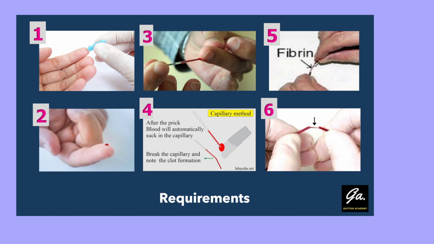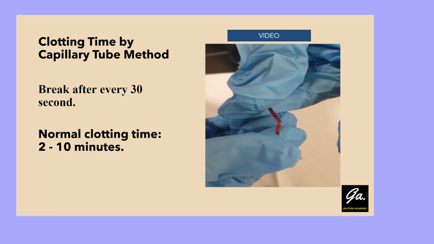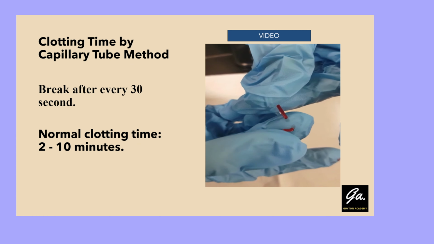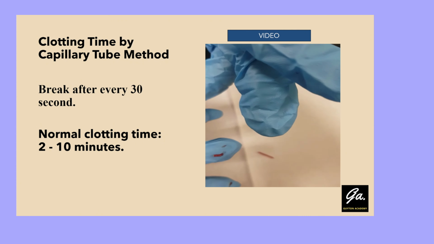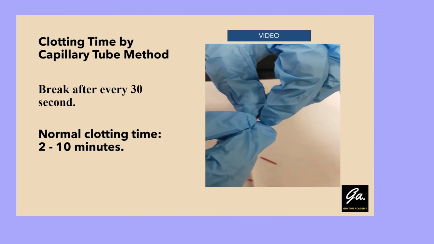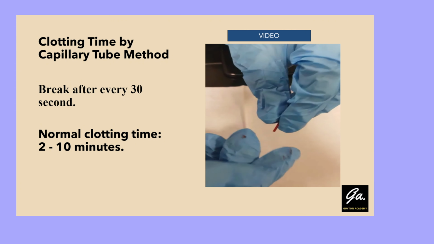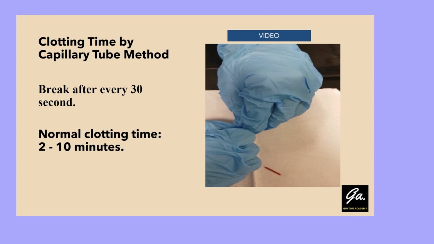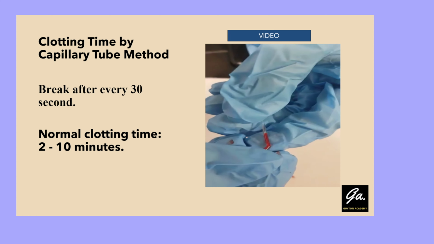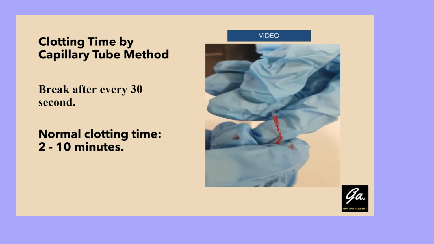This is basically the objective, that we want to know the clotting time in the human subject. The normal clotting time is about 2 to 10 minutes if we are using the capillary tube method. First of all, we suck the blood into the capillary by capillary action. Automatically it will enter, and then we break the capillary tube after each 30 seconds and observe whether the clot has formed or not. In this video you can see initially when we break it the clot was not formed, but now the clot has been formed. So this is how we observe clot formation.